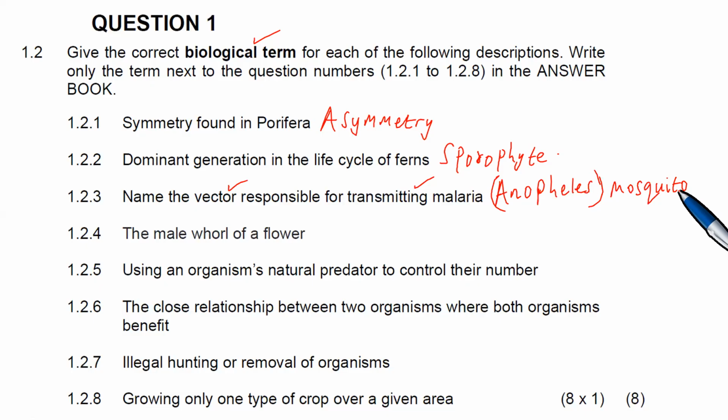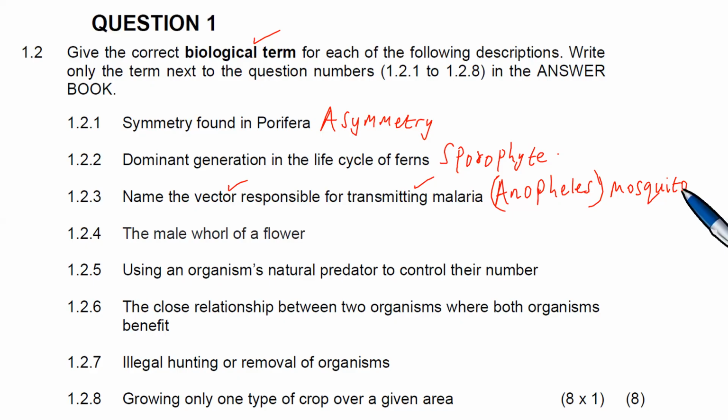We shall look at different forms of vectors, because these vectors cause huge problems in society. They make people sick. They make people feel feverish and so on. Now there are different forms of vectors we shall look at. But now we're looking at a specific kind of vector that is responsible for the transmission of malaria, and that is called the Anopheles mosquito. Just note that.